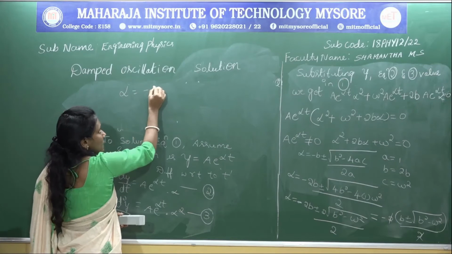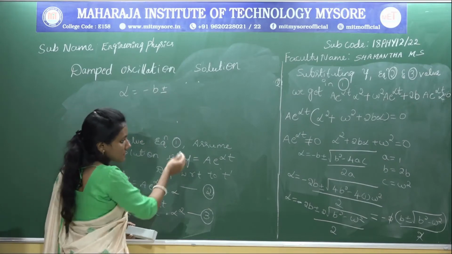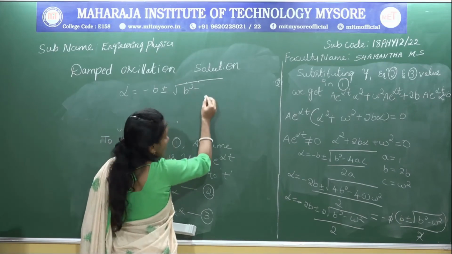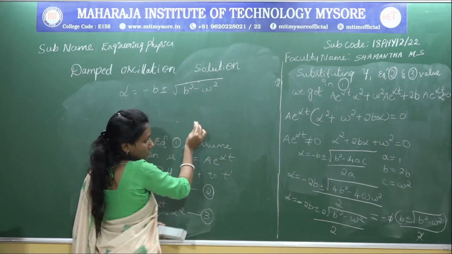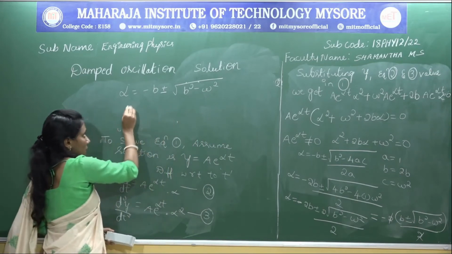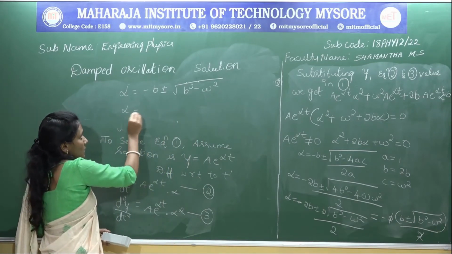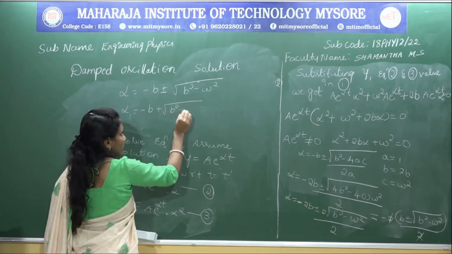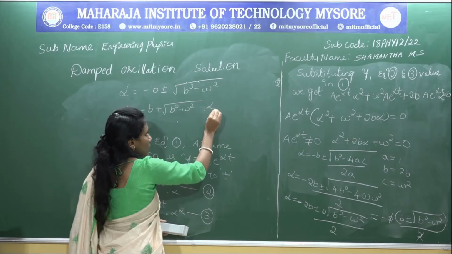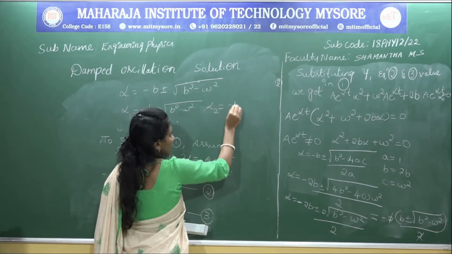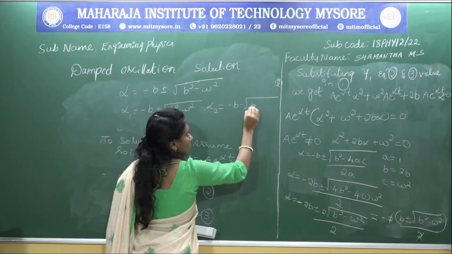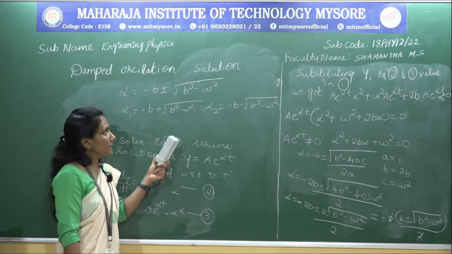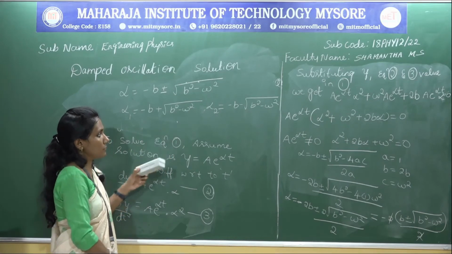alpha is equal to minus b plus or minus root of b square minus omega square, right. This can be written as alpha 1 is equal to minus b plus root of b square minus omega square, alpha 2 is equal to minus b minus root of b square minus omega square. So here we are getting two values in terms of plus and minus.